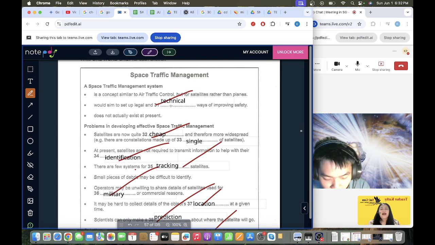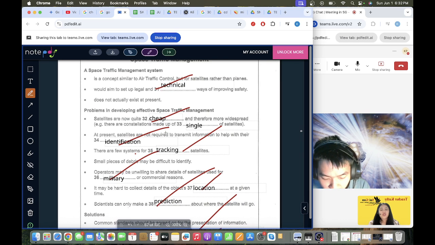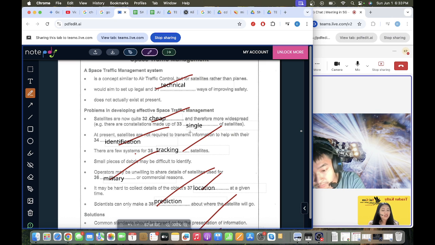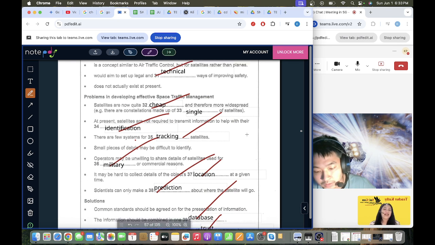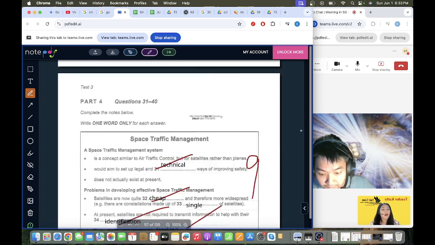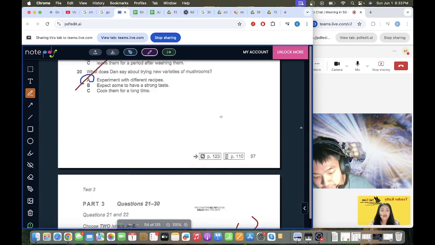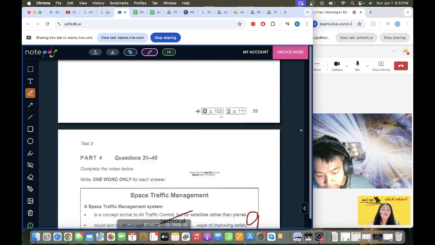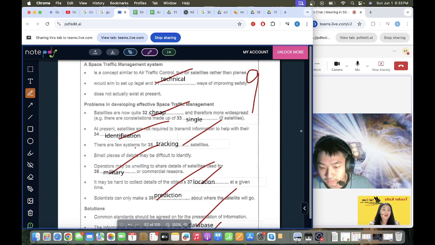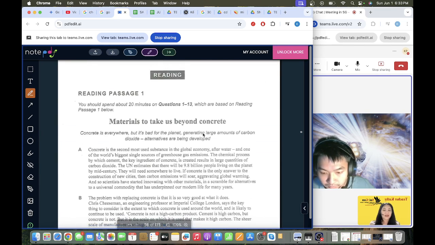Okay. All right, let's go back to number 33, Tom. In here, hold on. Satellites are now quite cheap and therefore more widespread. There are constellations made up of thousands of satellites instead of a single satellite. Okay. All right, so you got here 9 over 10. Oh, a good score. Because in your previous exercises, you got two mistakes. But for this exercise, you got only one mistake. So that's a good improvement. Nice one.